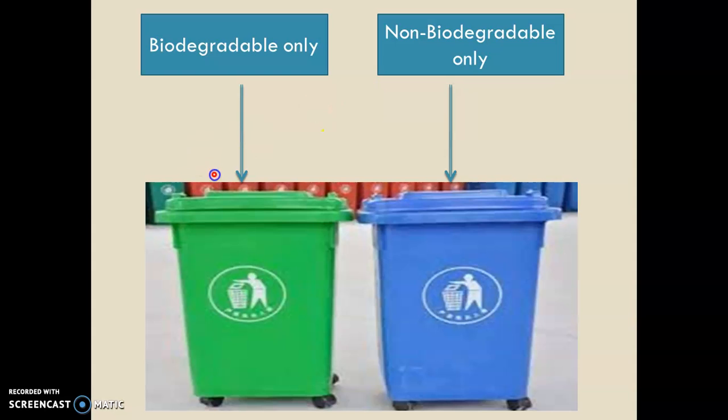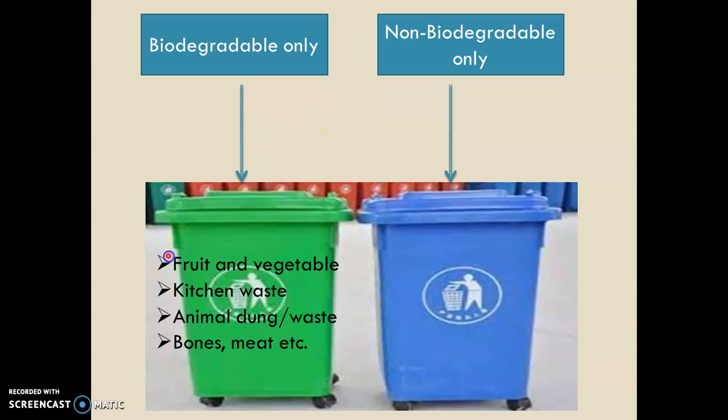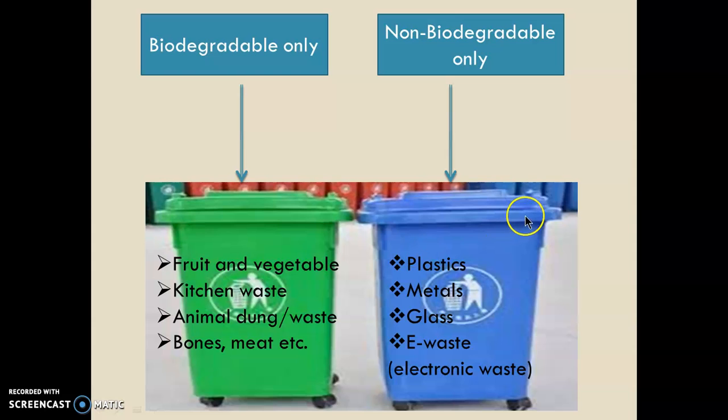So what can we put in the green dustbin? We can put fruit and vegetable peels or cuts, kitchen waste, animal dung or waste, and bones and meat. All this you can put in the biodegradable or green dustbin. And in non-biodegradable, what can you put? Plastics, metals, glass, e-waste. E-waste means electronic waste. All that you can put in the blue dustbin, which says non-biodegradable only.